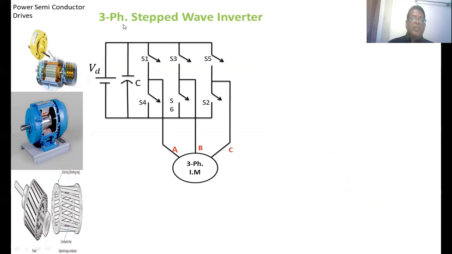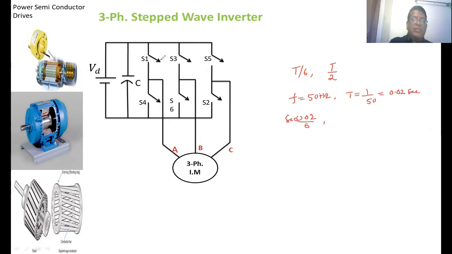Now we are going to see the three-phase step wave inverter. The delay angle between any two successive switches is T/6. Once the switch is on, it has to conduct for T/2 seconds. Suppose the frequency is 50 Hz, then T becomes 1/50, which is equal to 0.02 seconds. The delay between successive devices is 0.02 divided by 6. This is the delay, this many seconds.